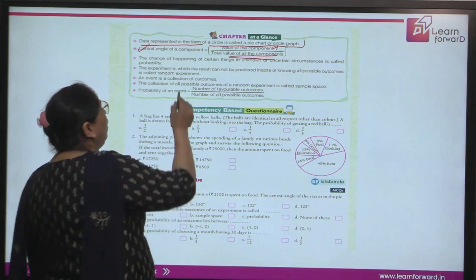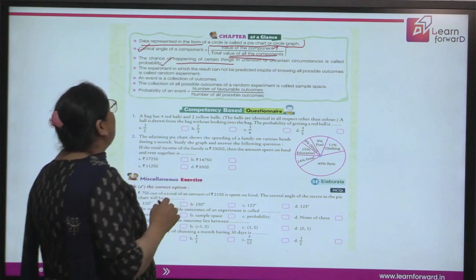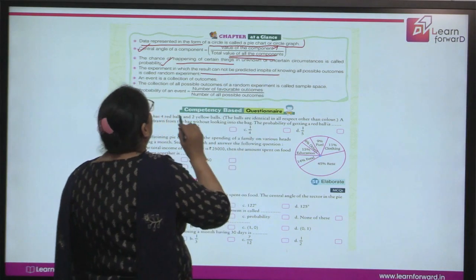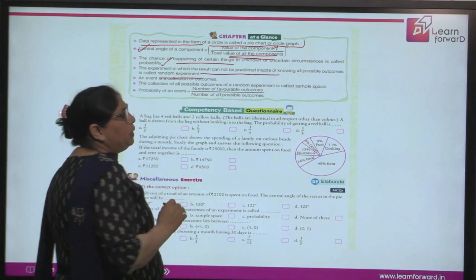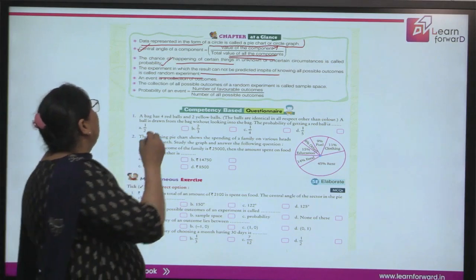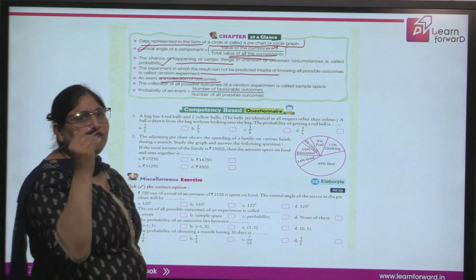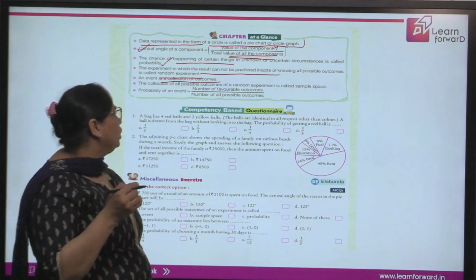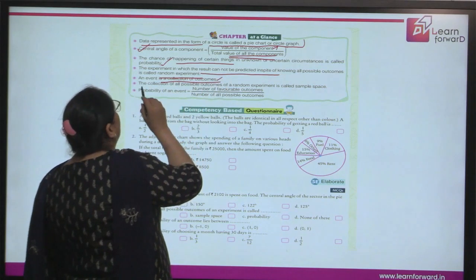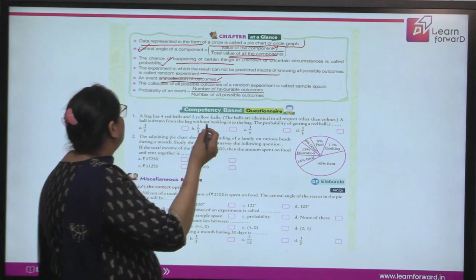The chance of happening certain things is called probability. The experiment in which the result cannot be predicted is called a random experiment, because we don't know whether the head comes or the tail comes. That is a random experiment. Event is the collection of all the outcomes. I have told you 1, 2, 3, 4, 5, 6. These are the outcomes, and the collection is an event.